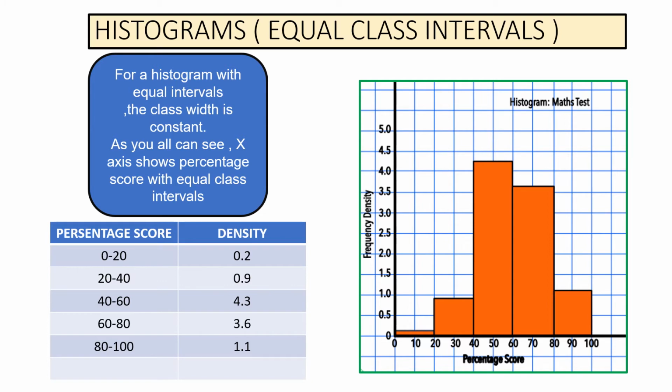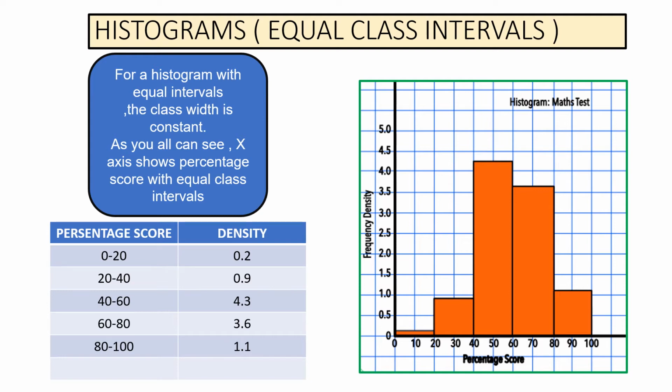In a similar way, 40 to 60 represents 4.3. So 4 is over here, 4.5 is over here, and 4.3 lies midway. So the 40, 4.3 point has been marked over here, and the 60, 4.3 point has been marked over here. We join this line, and in this way we get one more rectangle representing 40 to 60 with 4.3 as its frequency.